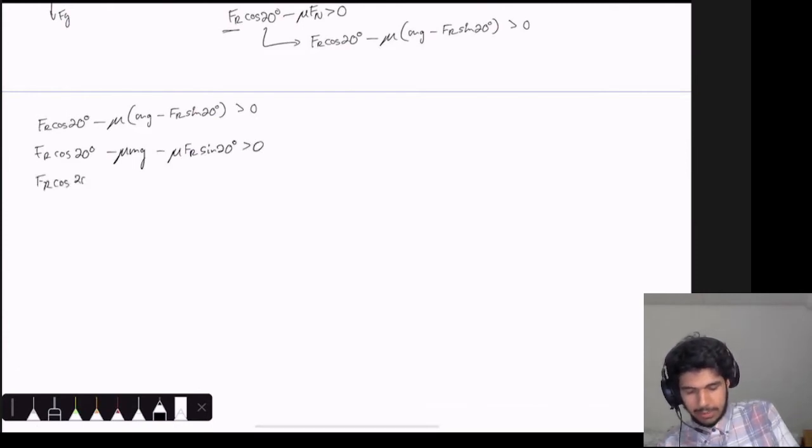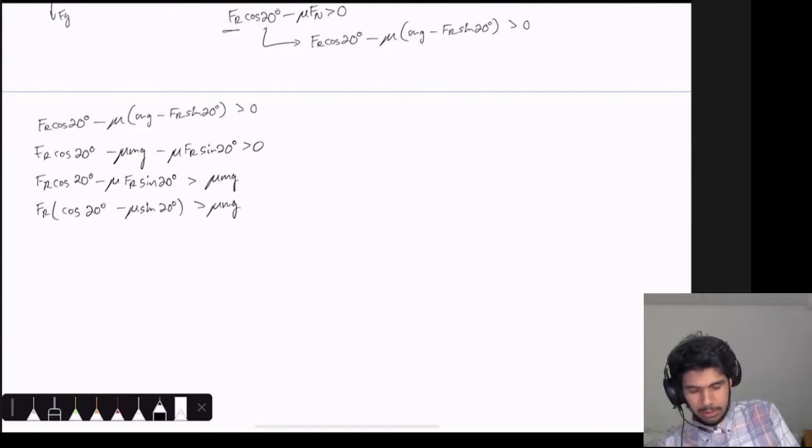So we'll do the left side. The first term stays, and the third term stays because those have Fr. And then we just add mu mg on both sides. So now we can factor out this Fr term. So that gives cosine 20 minus mu sine of 20 degrees, and still that's greater than mu mg. And finally we can say that Fr is greater than mu mg divided by cosine of 20 degrees minus mu sine of 20 degrees.